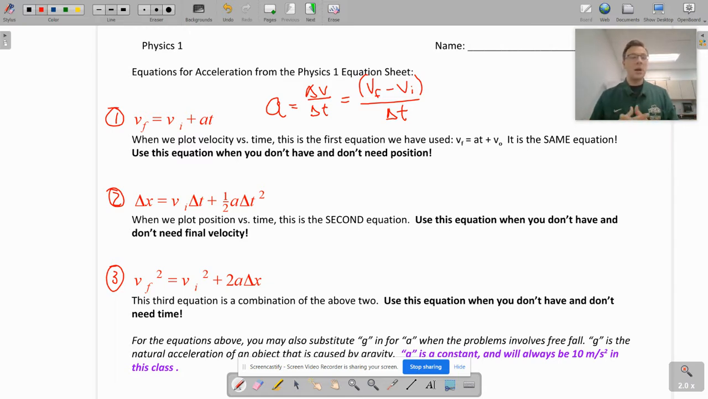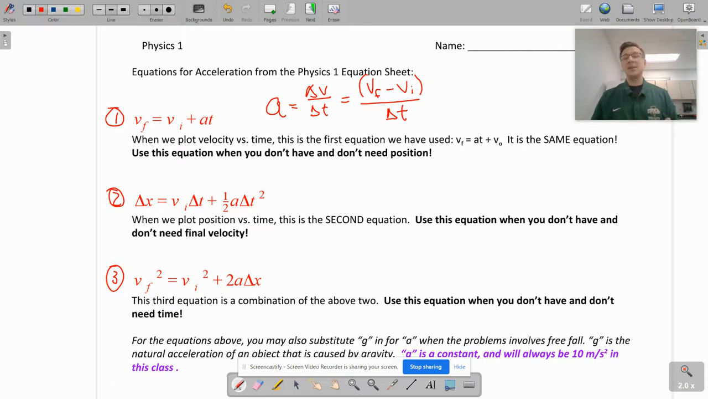I like to first look for the change in position. If you have the change in position, or if you need to solve for it, then you can immediately eliminate the first equation. If you don't have the change in position and you don't need to solve for it, then you immediately know that you use the first equation. So that's the first question you ask yourself: does this problem involve a change in position, meaning do we either need it or do we have it?